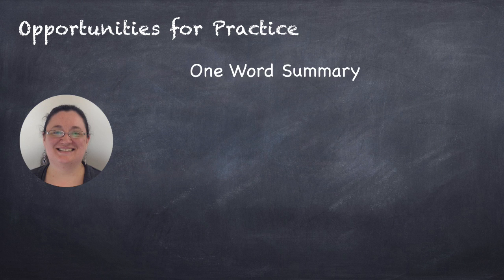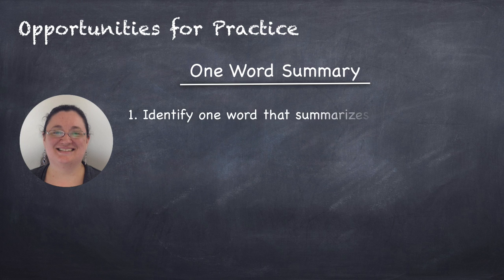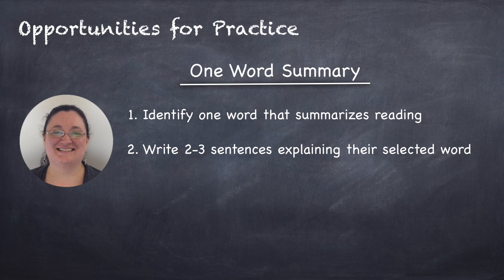Another strategy is the one-word summary. After reading a text, have your students identify one word that most clearly summarizes the reading. And after selecting that word, the students then should write a 2 to 3 sentence explanation of their selection. The power of this strategy is not in the word choice, but in the explanation. We want kids to explain their thinking. And for you as the teacher, this can be very telling.